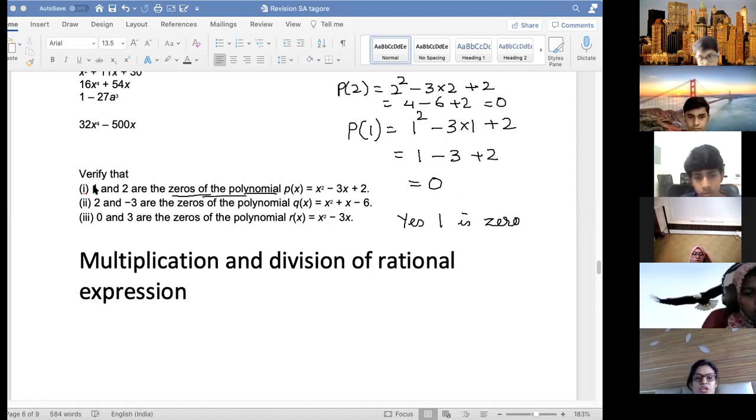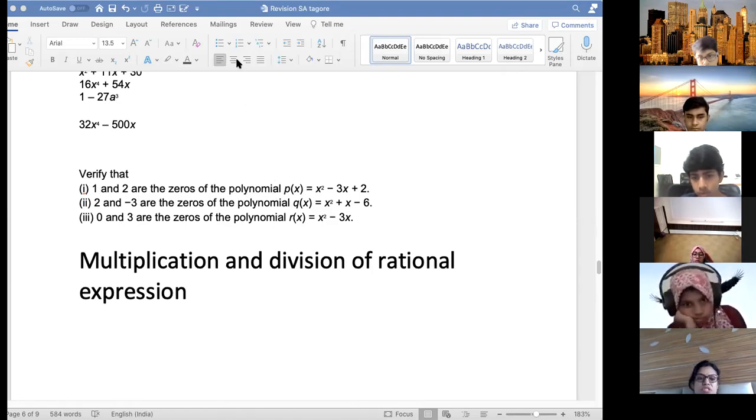Zeros means when you put these values, the value of this function becomes 0. The value of this polynomial becomes 0. So we say that these two values satisfy. So this was also one type of question that we did.